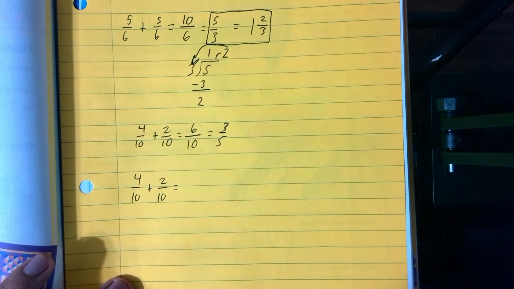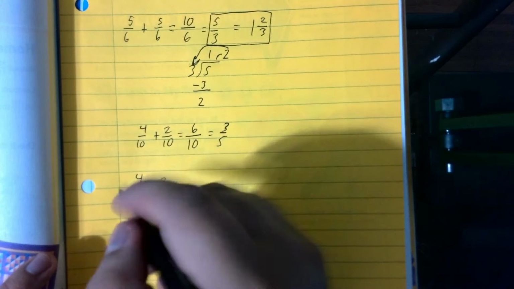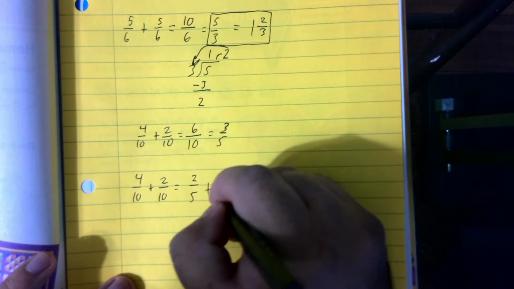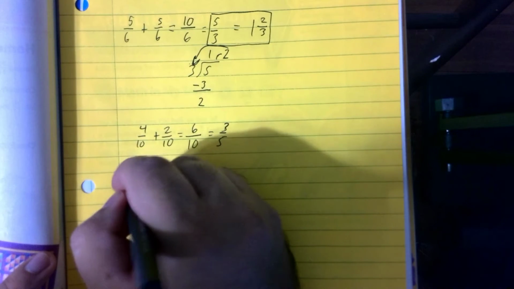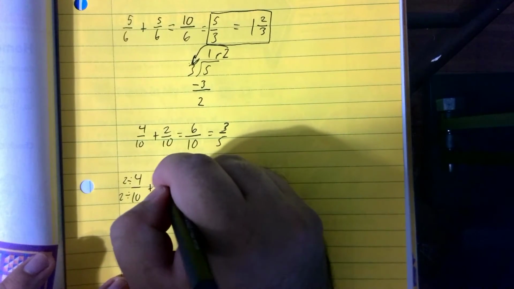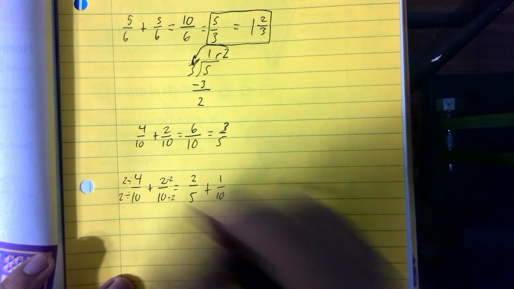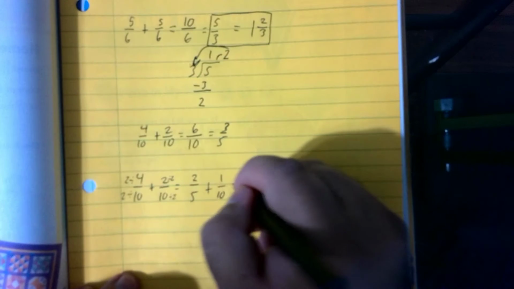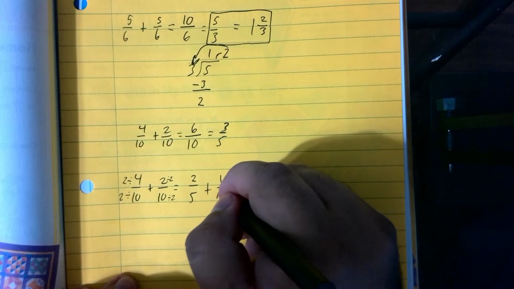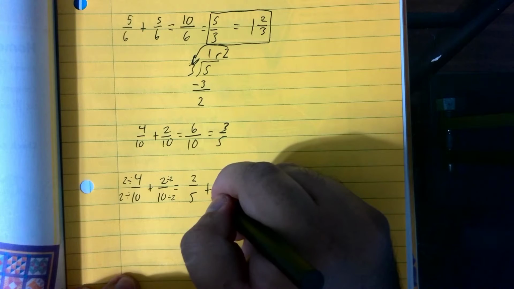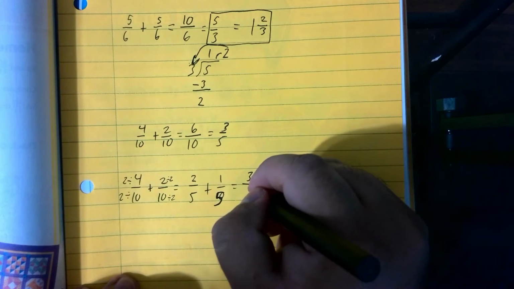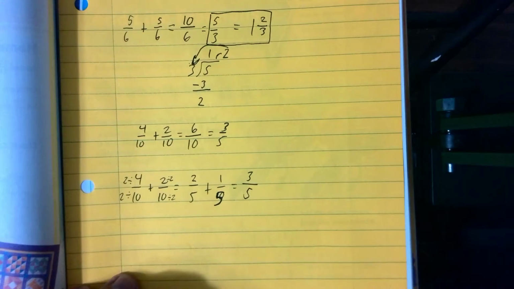So, 2 over 10 and 4 over 10, those are all even. We can divide them all by 2, so we can get 2 over 5 plus 1 over 10, right? So that divided by 2, that divided by 2, that divided by 2, and that divided by 2. Reduce everything by 2. And so, what is 1 plus 2? Oh my gosh, why is this 10 still? This should be a 5. 1 plus 2 is 3 over 5. Great. That's what we want.